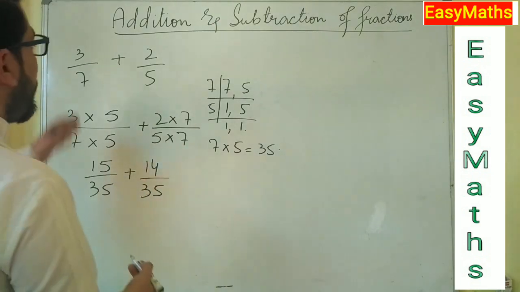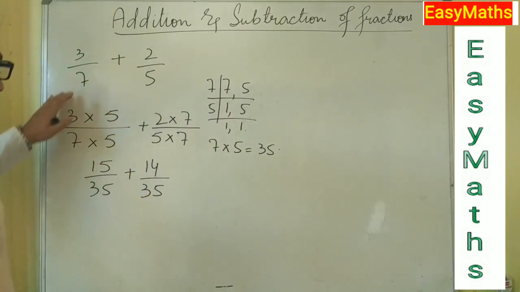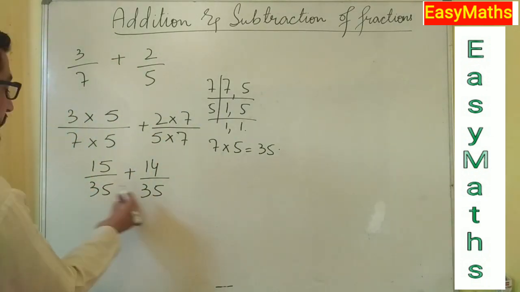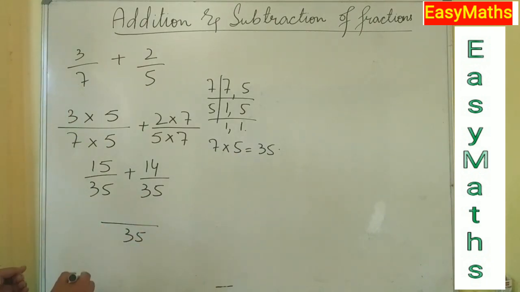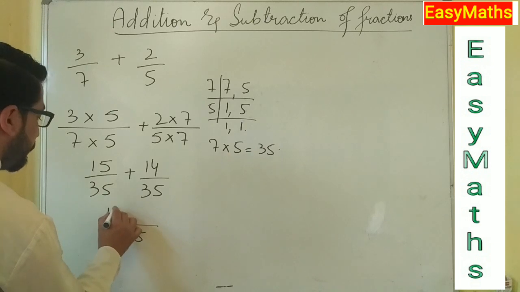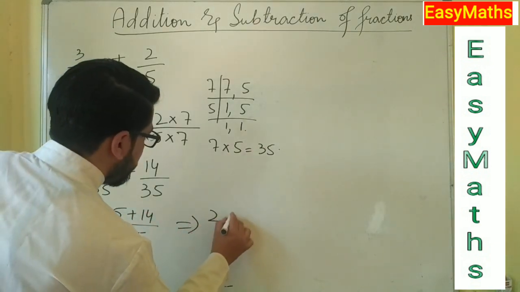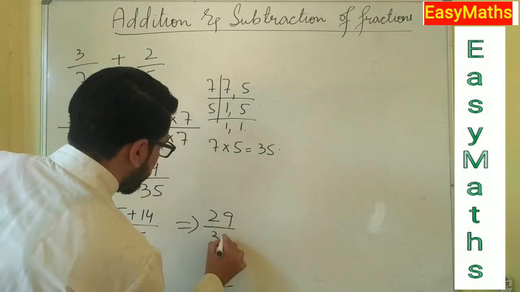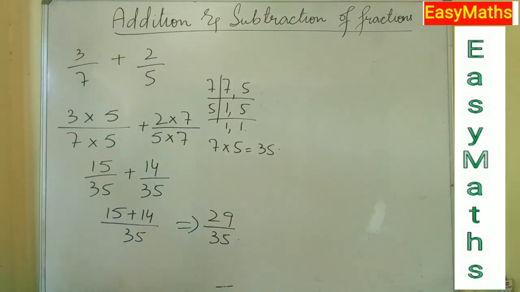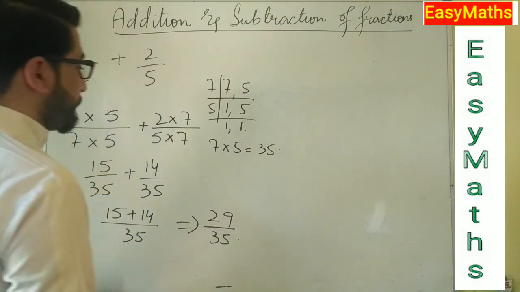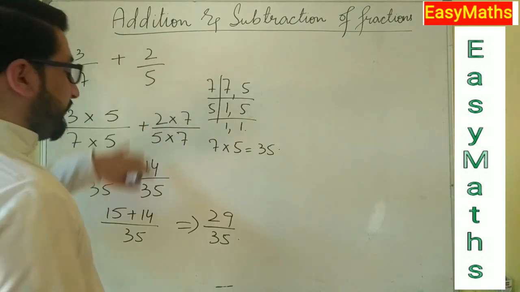So here we have converted these unlike fractions into like fractions. So here denominators are same, so we will write one denominator here. So add numerators, 15 plus 14, that is 29 by 35. This is the answer for our fraction. So here students, this is about how we add like and unlike fractions.